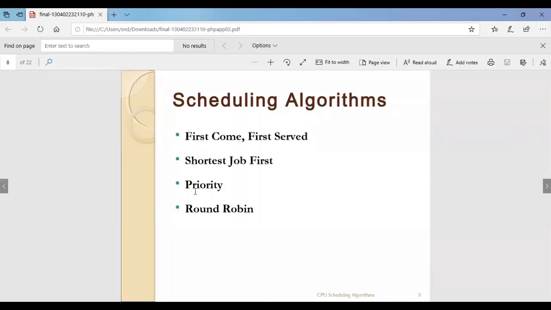The third one is priority. Here we assign a priority column. Lowest number, highest priority, or highest number, lowest priority. That will be defined in your problem definition. If the lowest number has the highest priority, then 0 has the highest priority, then 1, 2, 3, whatever it may be. Again, lowest number highest priority or highest number lowest priority will be defined in the problem definition itself.